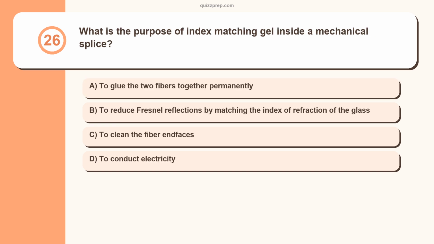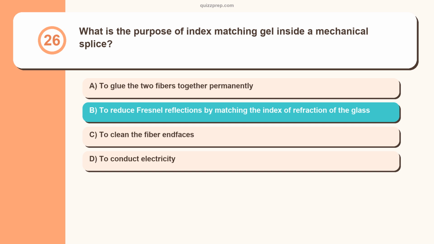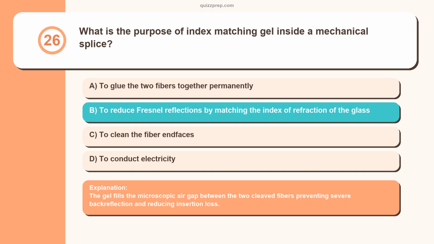Question 26. What is the purpose of index matching gel inside a mechanical splice? To glue the two fibers together permanently. To reduce Fresnel reflections by matching the index of refraction of the glass. To clean the fiber end faces. To conduct electricity. The gel fills the microscopic air gap between the two cleaved fibers, preventing severe backreflection and reducing insertion loss.